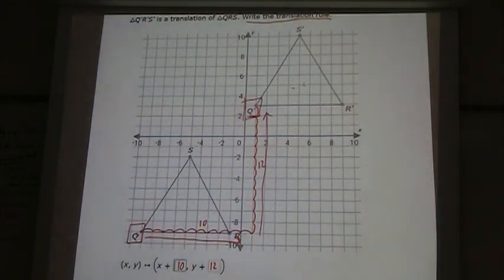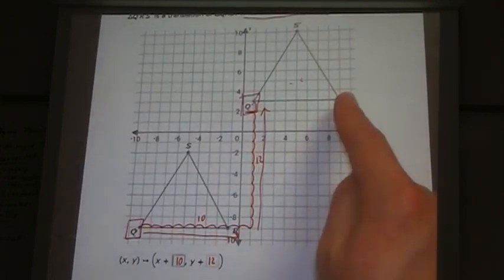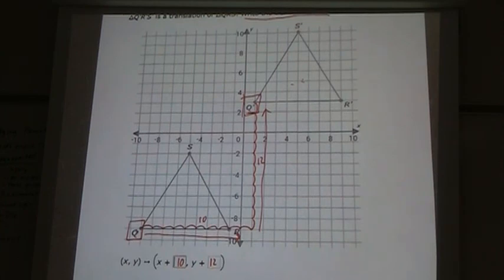Okay? Again, if you figure out how to move one point in a translation, all the other points have to follow the same rules. So you don't have to do this to every single point when you're only looking for a rule.